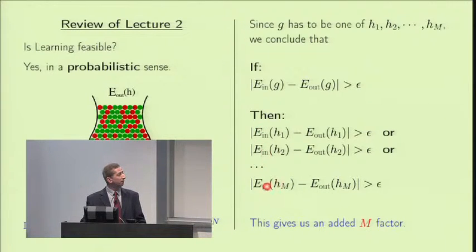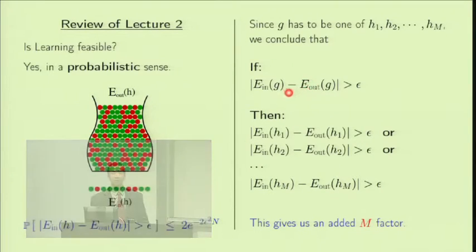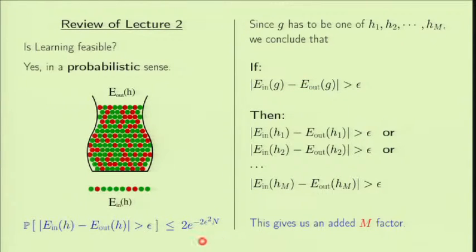And since you have capital M of them, you have an added M factor. So the final answer is that the probability of something bad happening after learning is less than or equal to this quantity, which is a helpful small quantity, times capital M. And we realize that now we have a problem, because if you use a bigger hypothesis set, M will be bigger, and therefore the right-hand side here will become bigger and bigger when you add the M, and therefore at some point it will even become meaningless.